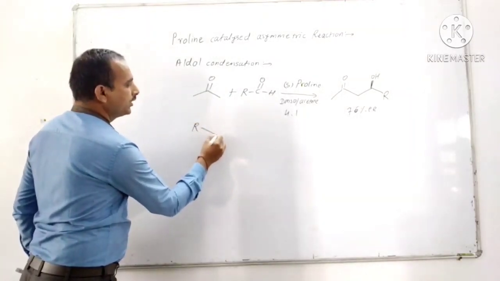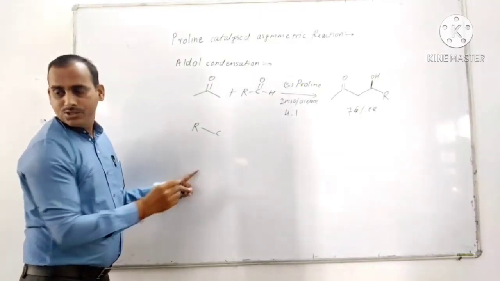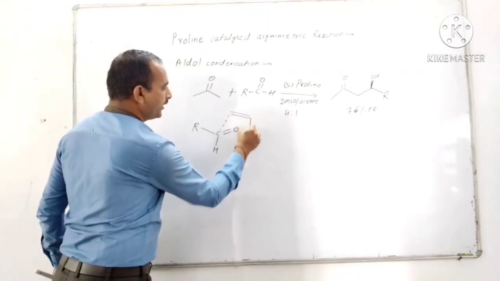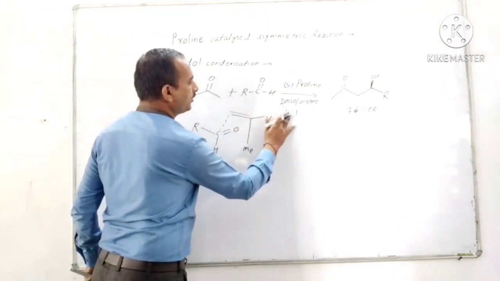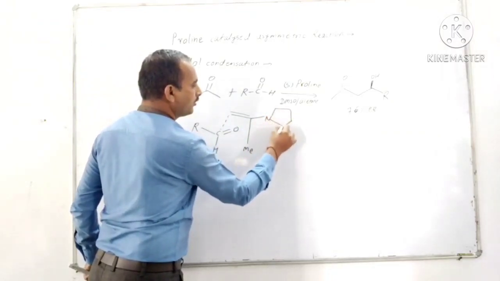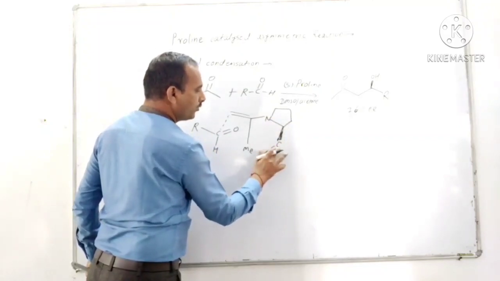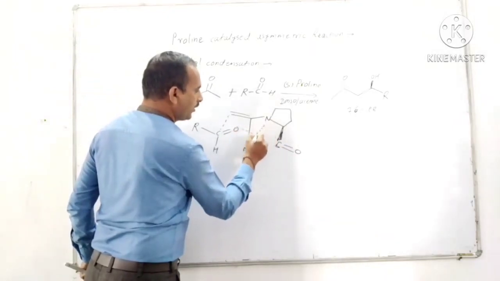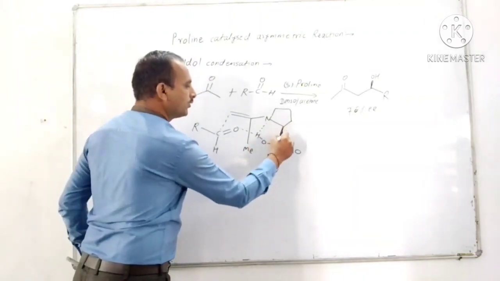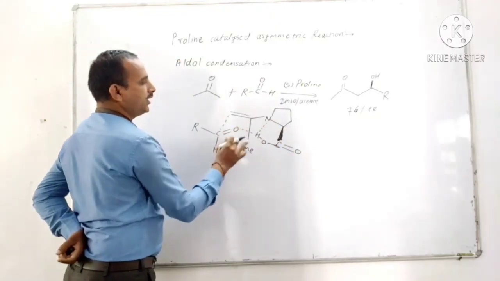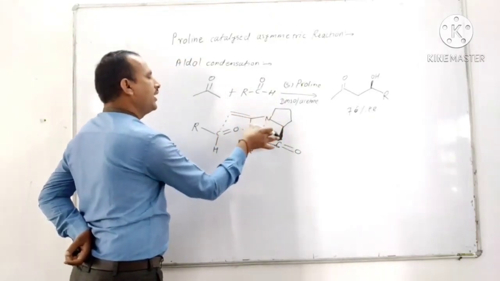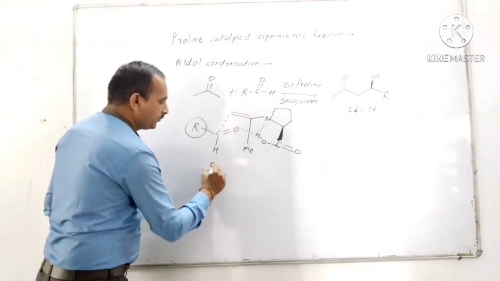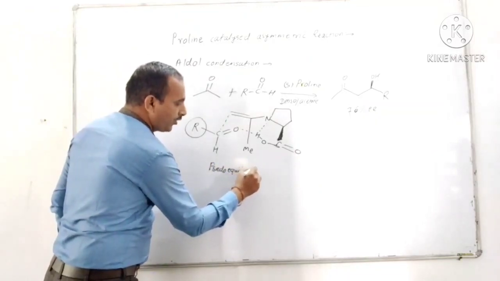So here is the R group, C, H, O double bond, there is Me, and C double bond O. So this is the 6-member transition state. This is the enamine intermediate, and that enamine intermediate attacks on the carbonyl through this 6-member transition state, where this R group is present at the pseudo equatorial position.